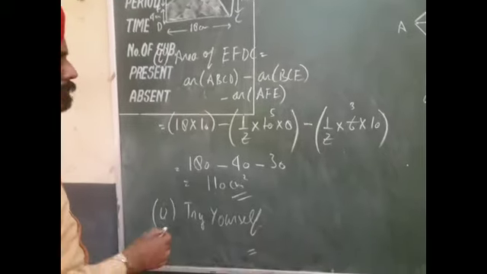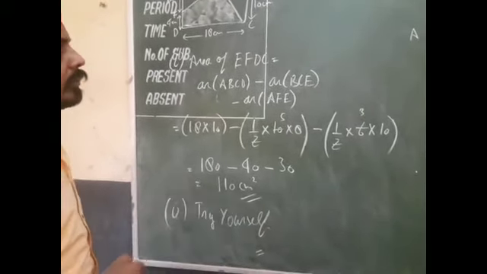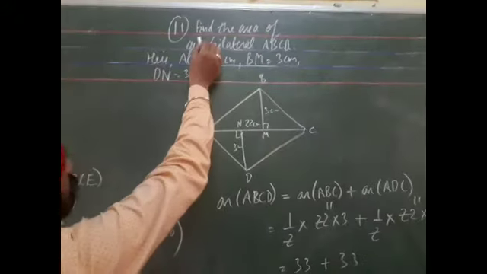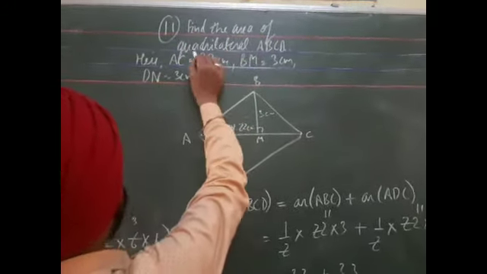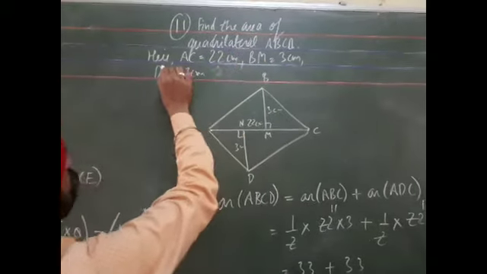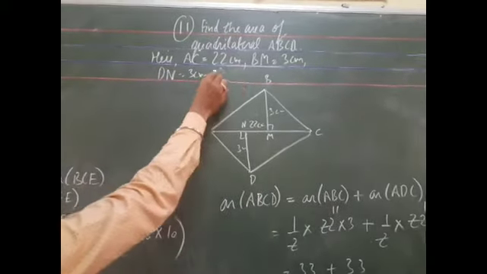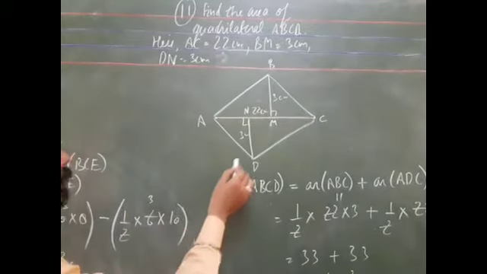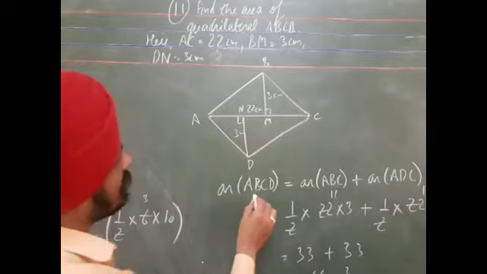In this, student, the second part is also there. You will try to do it yourself. Now I am telling you the 11th question. You have to find the area of quadrilateral ABCD. AC equal to 22 centimeter, BM equal to 3 centimeter and DN equal to 3 centimeter. The figure is given. You have to find the quadrilateral area.